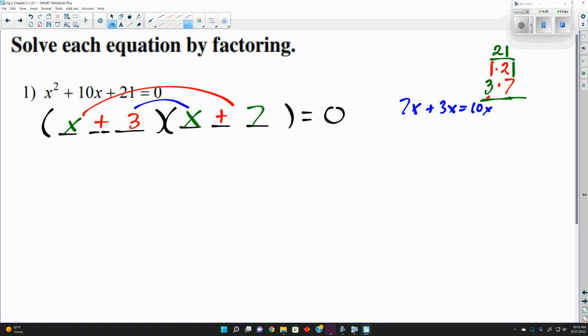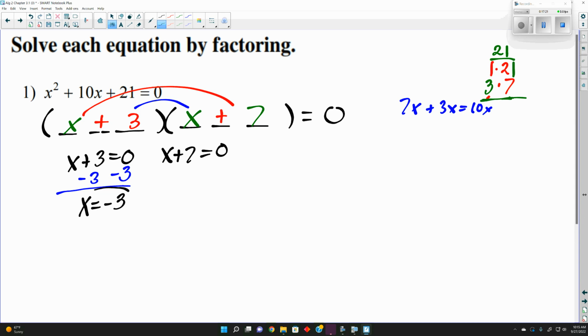Okay. So that means this is factored correctly, and I now have two things multiplied together that equal 0, which means for us that either x plus 3 is 0 or x plus 7 is 0. And we can solve. So here we would subtract 3, telling us x is equal to -3. Here we can subtract 7, telling us x is equal to -7.